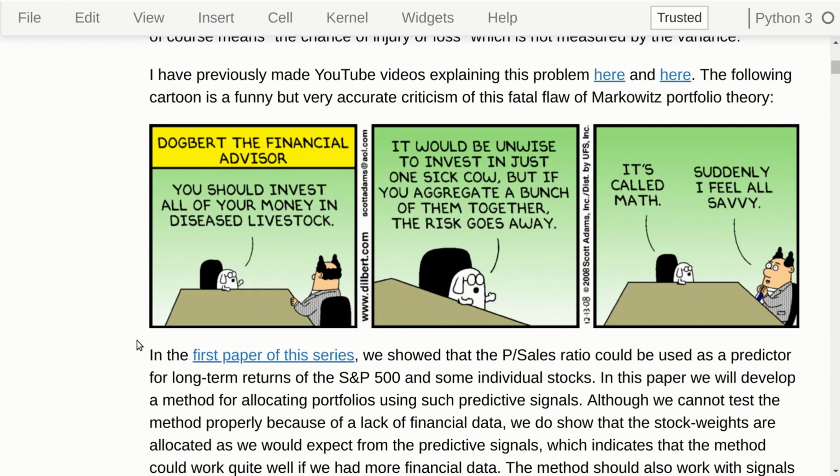Now, the method I'm gonna show you in this talk here is experimental. I cannot test it properly because I don't have enough financial data. We have enough evidence to suggest that the method is sound, that it could work in practice, but it probably needs more research to do that.